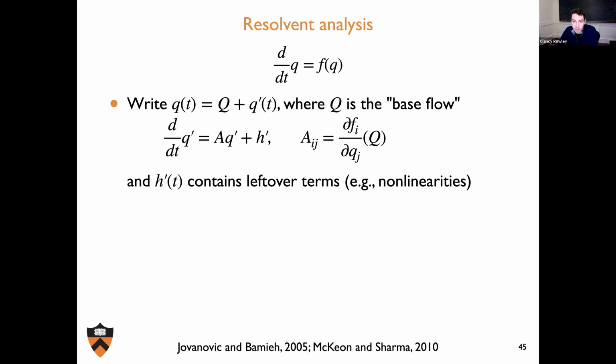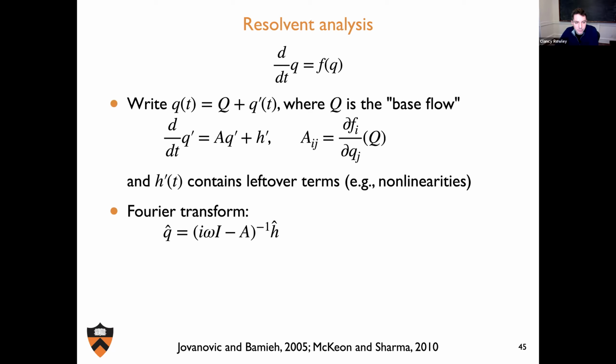Here I'm denoting the base flow to be capital Q. So one often takes the base flow to be the mean of a turbulent flow, for instance. So you linearize about that. There are the linearized equations, and H prime denotes the leftover terms from the nonlinear part.